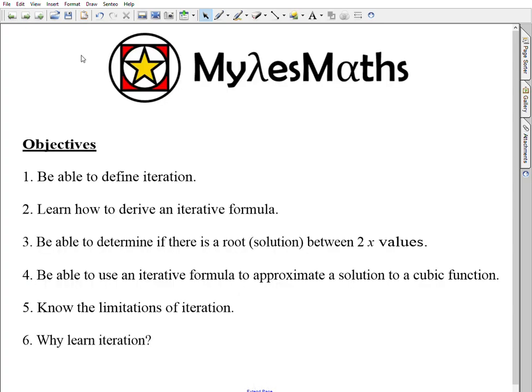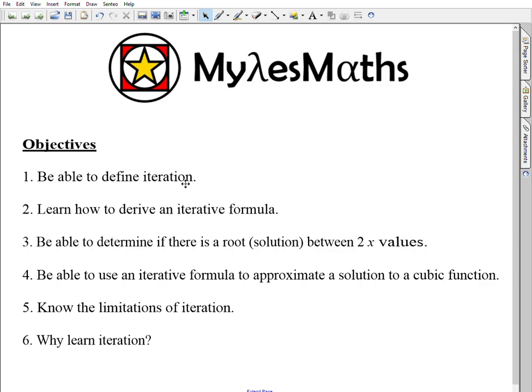And the final thing then is, why learn iteration in the first place? The great thing about iteration is that computers can work with it. In computing terms, iteration is looping. So you can build a loop with some function or equation, and you can use that to generate solutions to an equation or to a problem. So the process of iteration is the way in which computers actually calculate, and that's the reason that it's taught now at GCSE Maths.